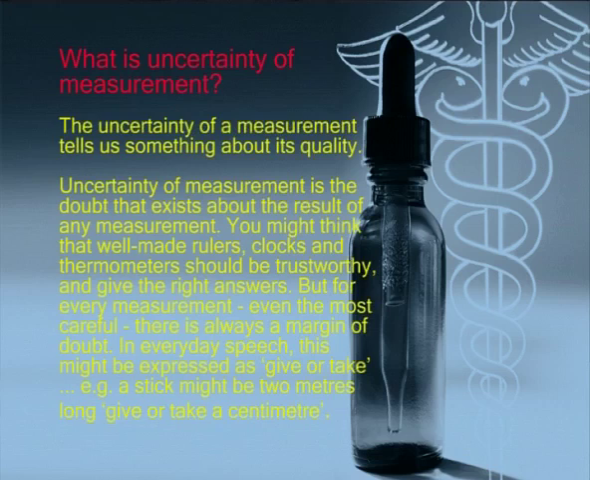Now, what is this uncertainty? Let's try and understand. The uncertainty of a measurement tells us something about its quality. Uncertainty of measurement is the doubt that exists about the result of any measurement. You might think that well-made rulers, clocks and thermometers should be trustworthy and give the right answers. But for every measurement, even the most careful measurement, there is always a margin of doubt. In everyday speech, this might be expressed as give or take. For example, a stick might be 2 meters long, give or take a centimeter.